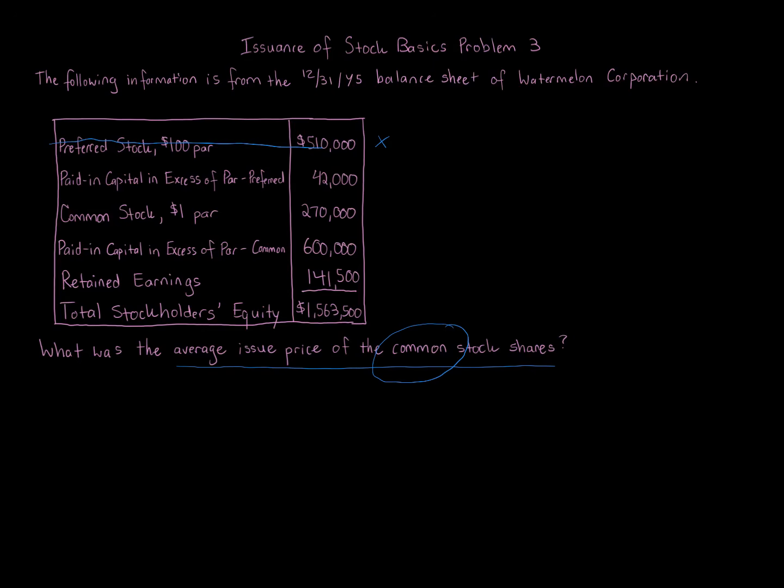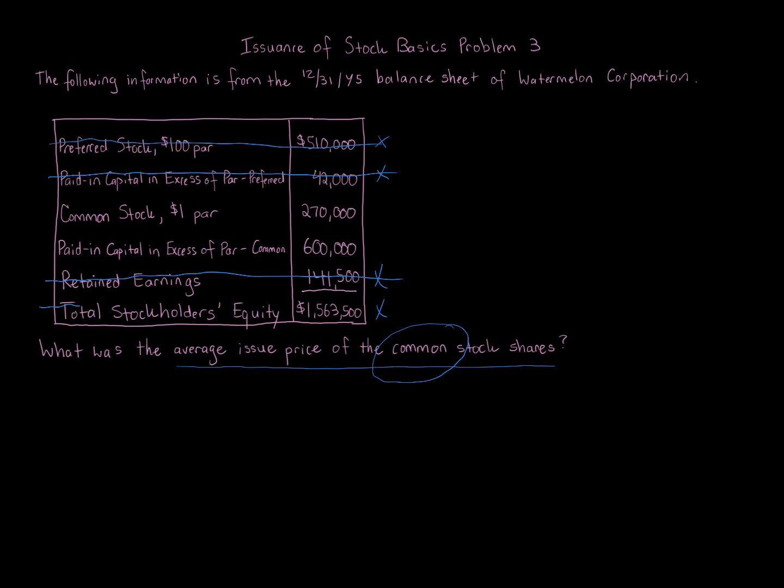Some people just like to put X's. I like to cross them off. Paid in capital in excess of par preferred relates to preferred stock, gone. Just like that, making our jobs much easier. Now, the next two things deal with common stock. We want to keep them. What about retained earnings? That is not even in paid in capital. That's not going to affect the common stock shares. We can eliminate that. And then the total stockholders' equity has nothing to do with the common stock because that includes retained earnings. It includes preferred stock. So we can eliminate that.